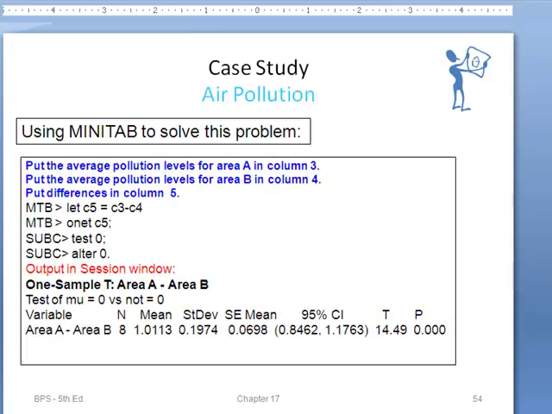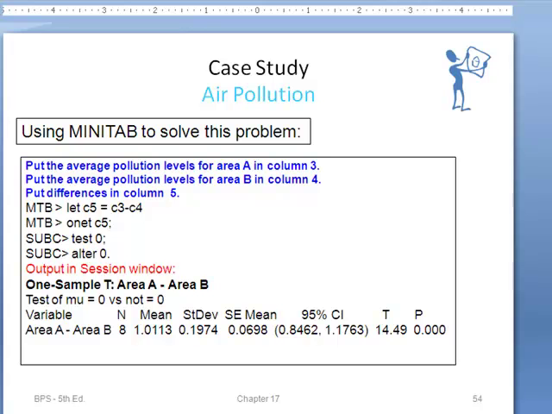Now this is what we would do in Minitab to get the answer. We'd put one level in, let's say, column 3, the other level in column 4, and put the differences, let's say, in column 5. This is how we do it. We'd say let C5, column 5, be the differences between the values in column 3 minus the values in column 4. Then we do the 1-sample T on column 5, the differences. We're testing 0, that's our null hypothesis value, and the alternative was not equal to 0 because it was a two-tailed test.